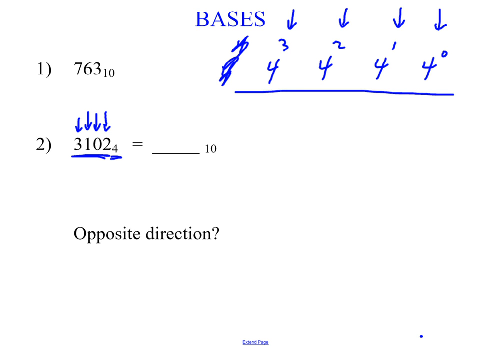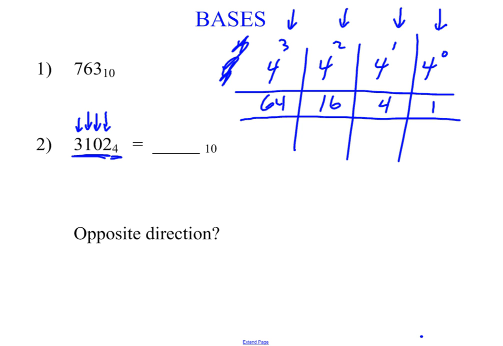Keep in mind that this is a 1, that's a 4, that's a 16, and that's a 64. Okay, and I have 2 sets of 1s. I have 0 sets of 4s. I have 1 set of 16s. And I have 3 sets of 64s.